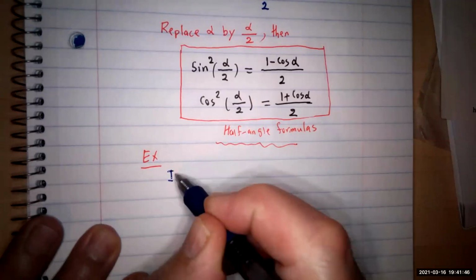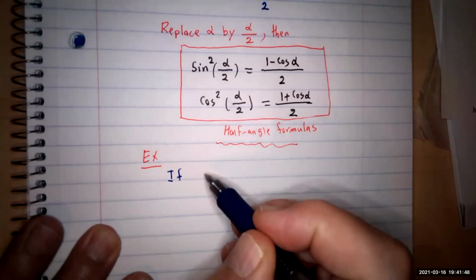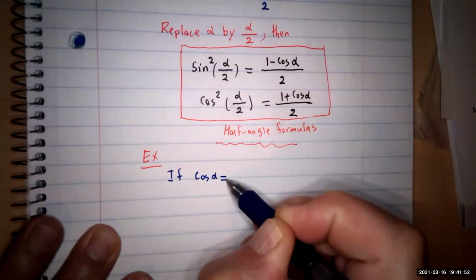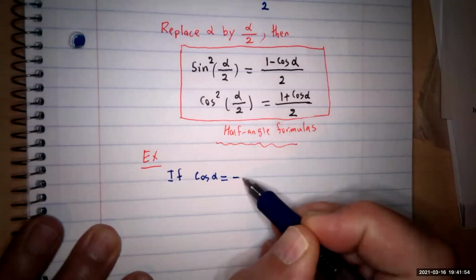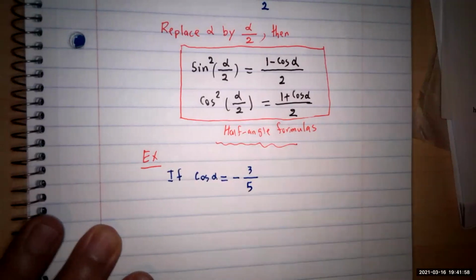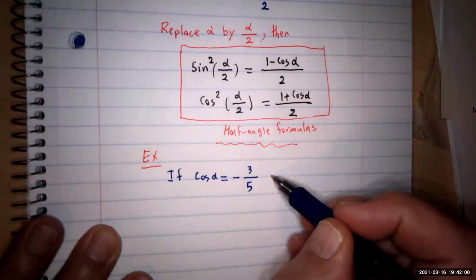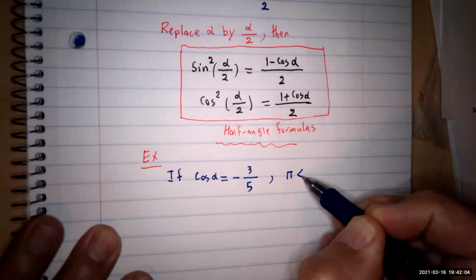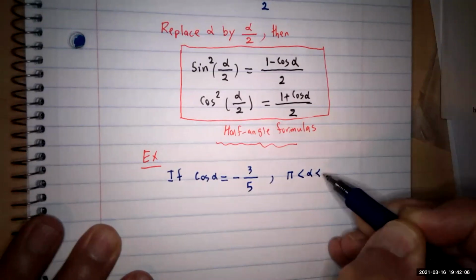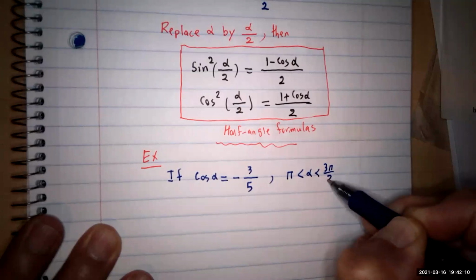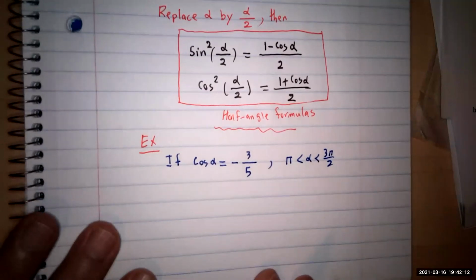We give you that the cosine of alpha is equal to negative 3/5. And they are going to tell you where the alpha is. Alpha in this case is in the third quadrant. So the alpha is between pi and 3 pi half.